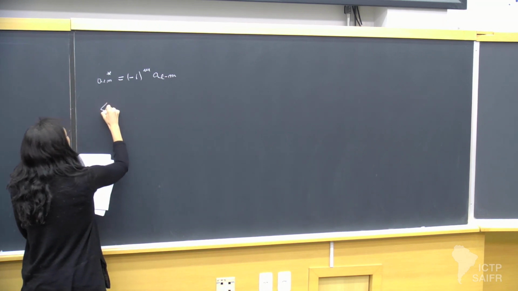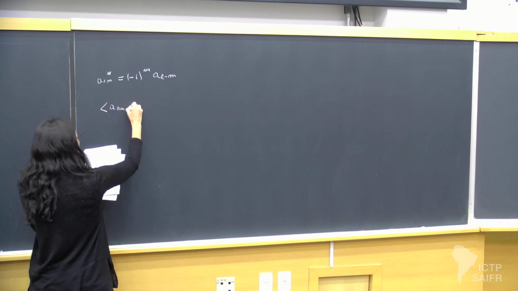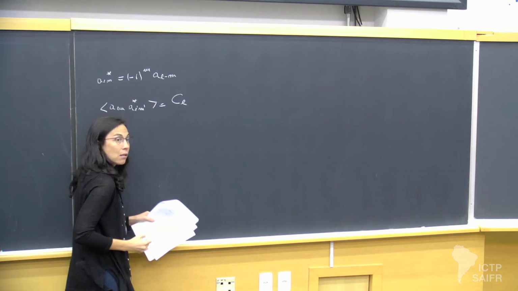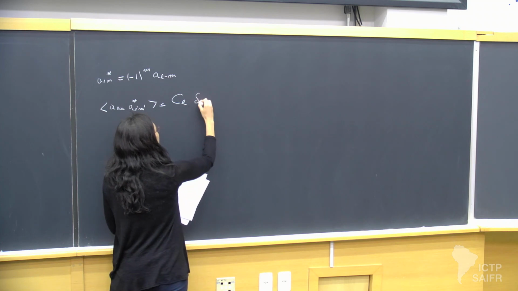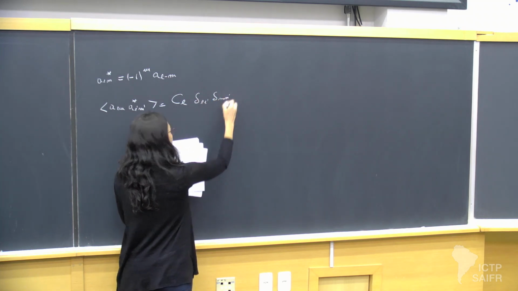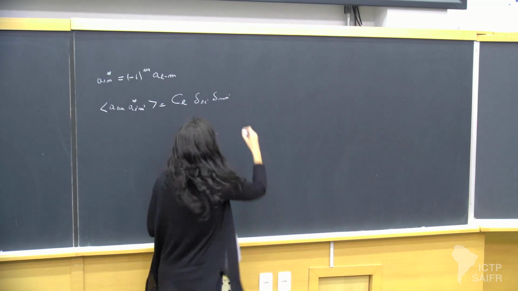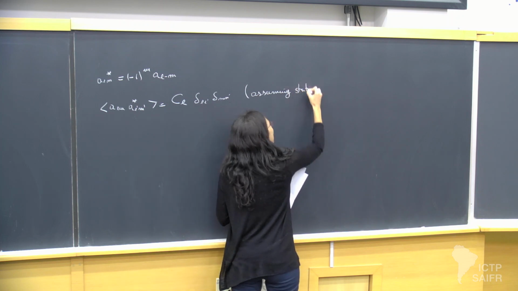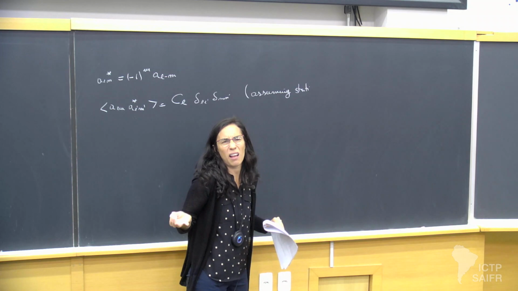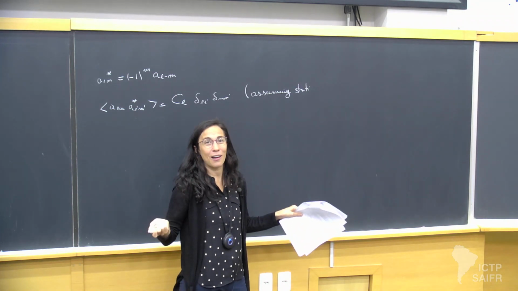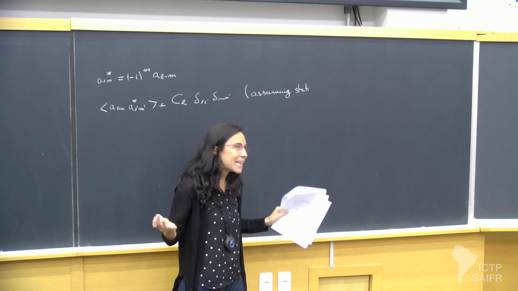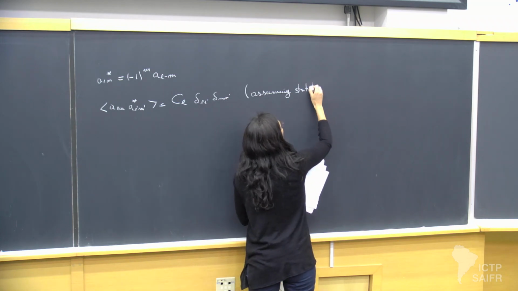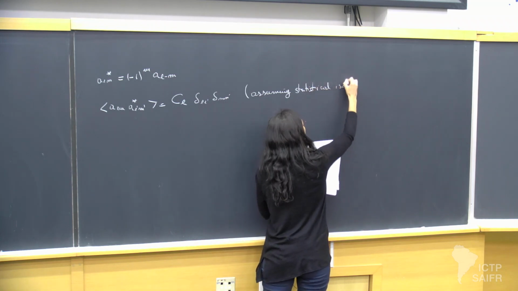So the two-point function of a_lm, a_l'm' conjugated, is equal to C_l, the power spectrum, times delta_ll' delta_mm'. I'm assuming statistical isotropy, okay? This has been put to the test, and it has passed the test pretty well. There are some claims of breaking statistical isotropy, but in general, the universe turns out to be pretty isotropic, assuming statistical isotropy.